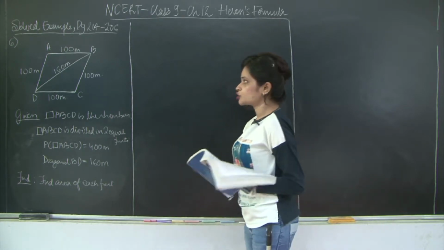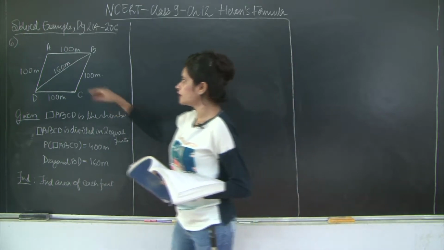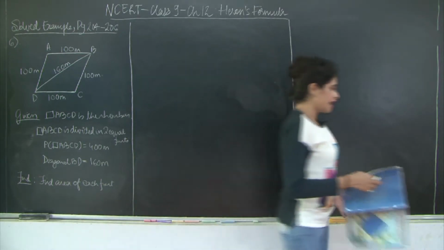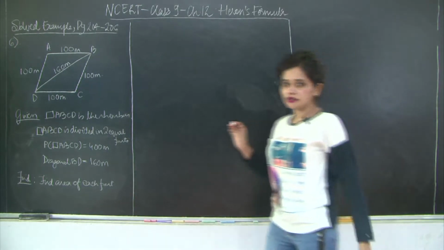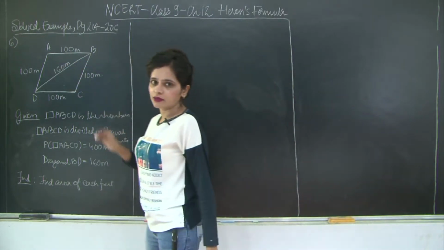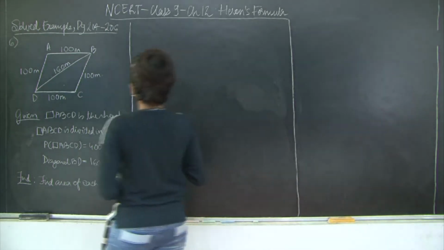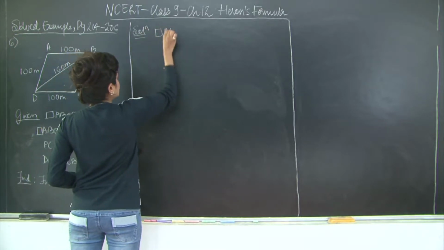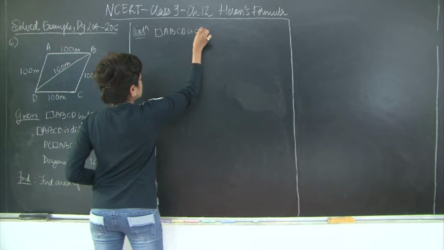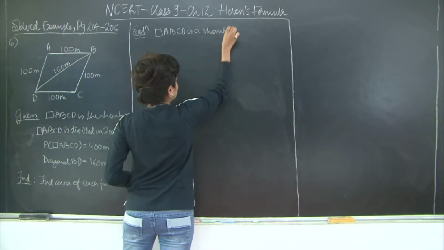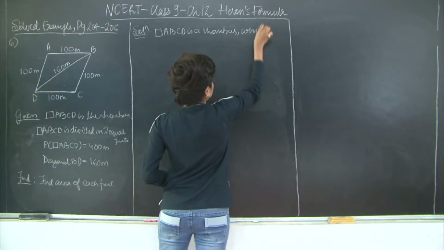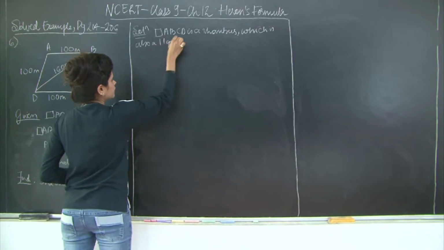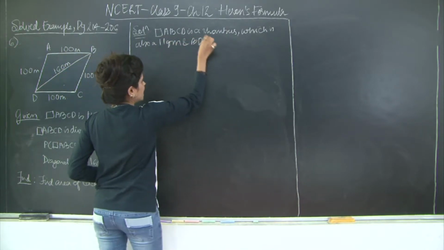So what we need to do is we need to find the area of either of these triangles, right? So first we need to go ahead and write the proof that these two triangles are equal and then we will find the area of the triangles. So I'll say solution. Quadrilateral ABCD is a rhombus which is also a parallelogram, and BD is the diagonal.